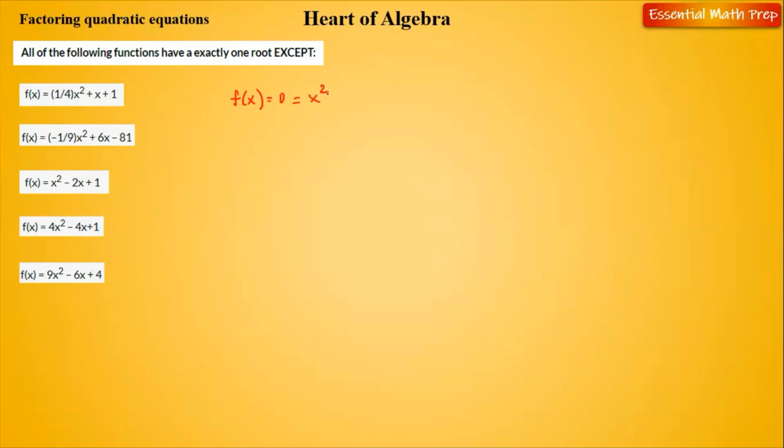This equals x squared minus 2x plus 1. We only want one root for all the expressions; the one that offers more than one root is the answer. So x squared minus 2x plus 1 equals 0. So if you multiply, we get x squared, right?